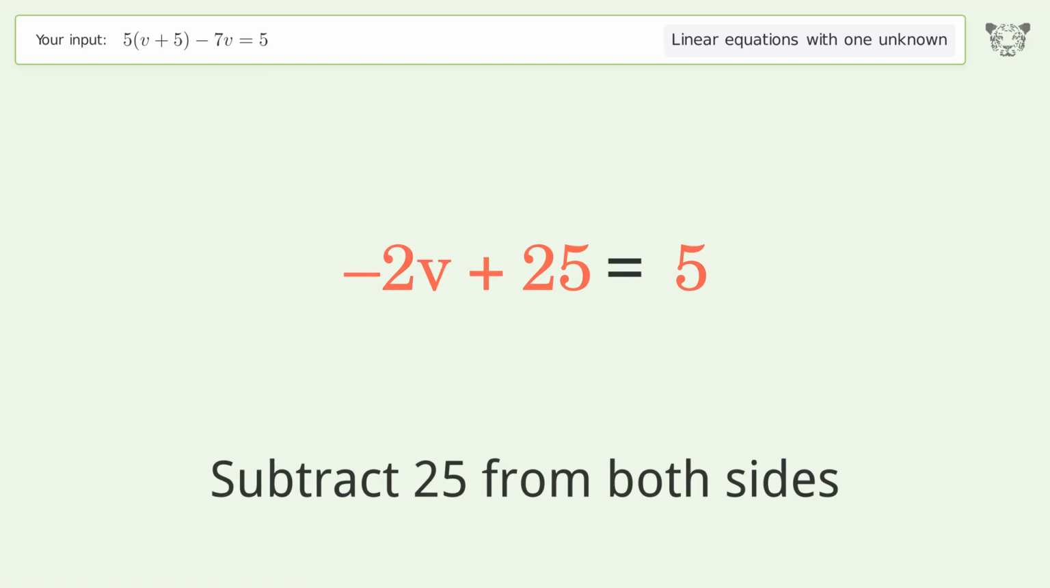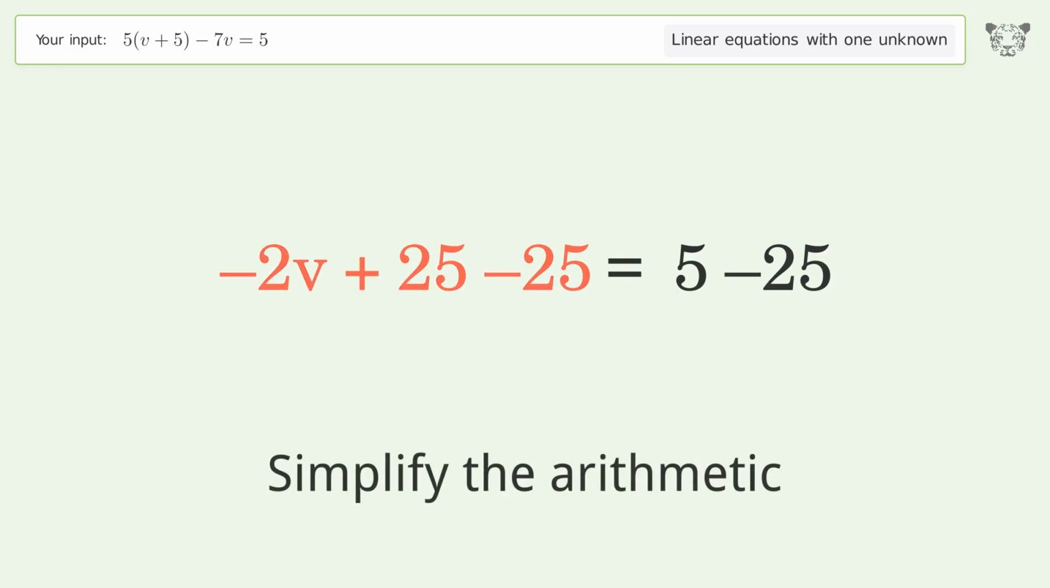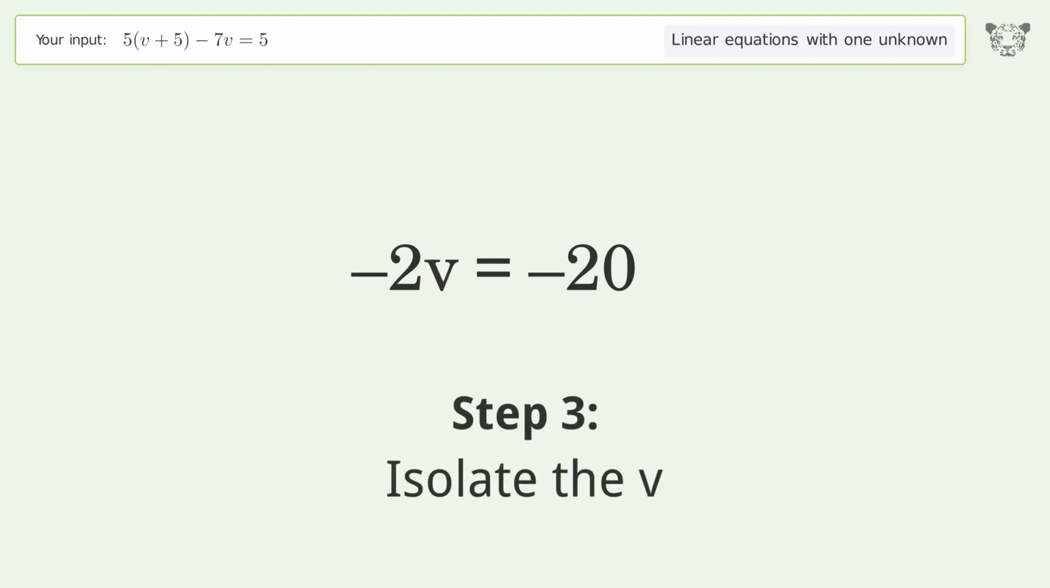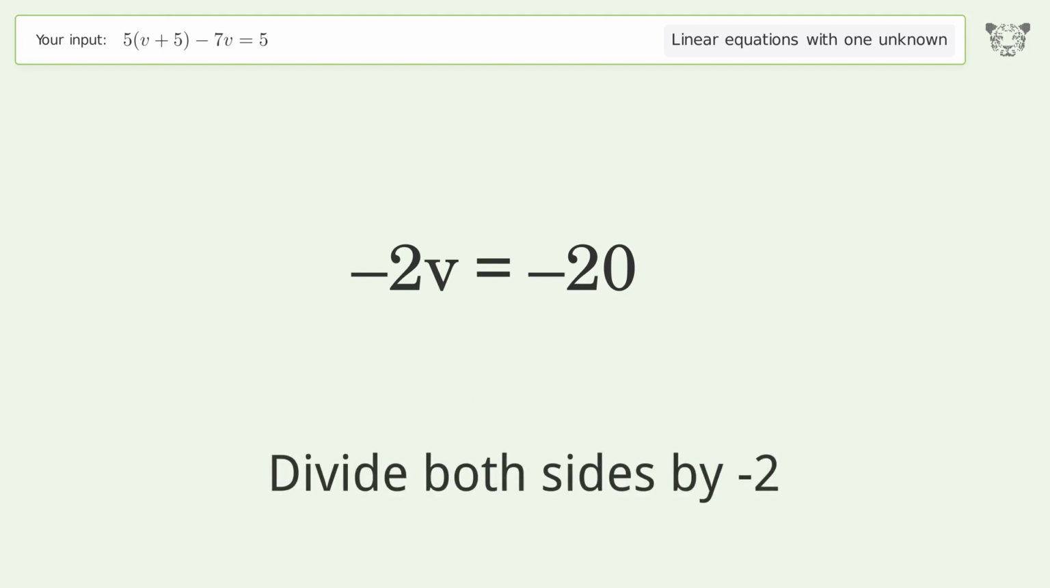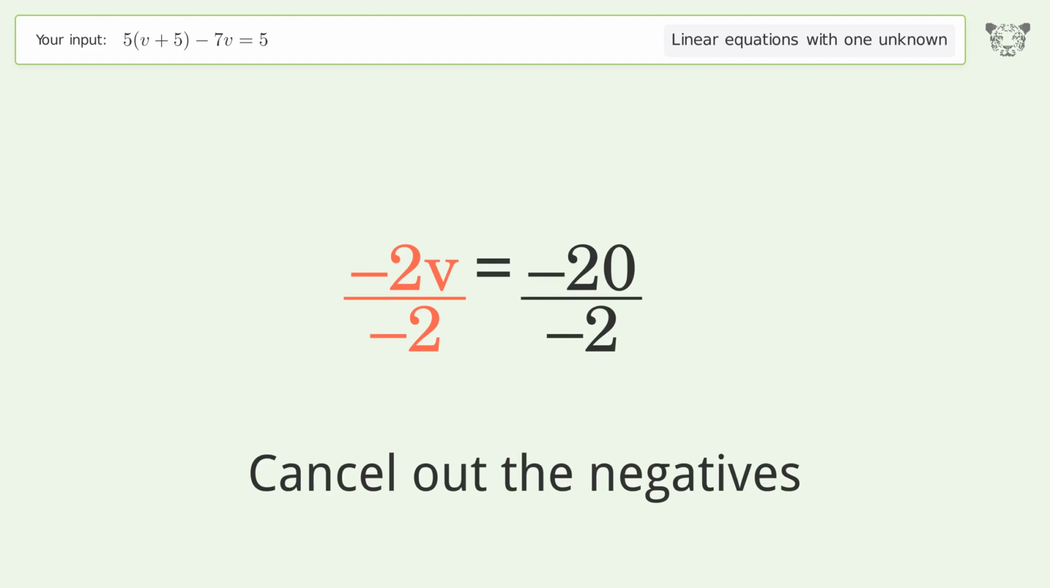Subtract 25 from both sides. Simplify the arithmetic. Isolate the v. Divide both sides by -2. Cancel out the negatives.